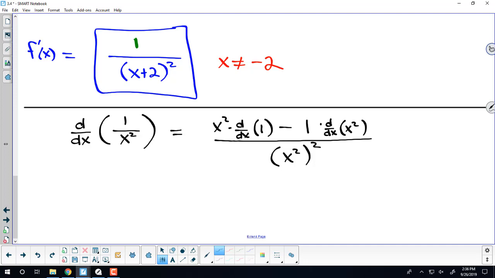Okay, so the derivative here of 1 is 0, so 0 times x squared is 0. We have -1 times the derivative of x squared, so we have -2x all over x to the 4th for our bottom, which simplifies to -2 over x cubed.